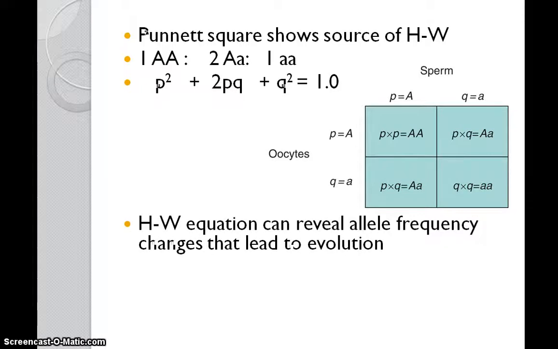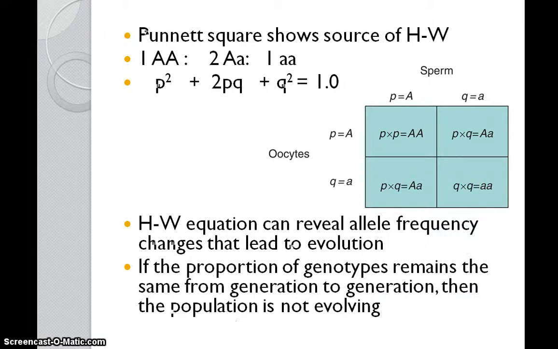The Hardy-Weinberg equation can be used to show if allele frequencies are changing from one generation to the next. So you can calculate allele frequencies for generation 1, calculate allele frequencies for generation 2. If they are different, then we can assume that evolution has occurred. If instead the proportion of genotypes remains the same, then the population is not evolving.